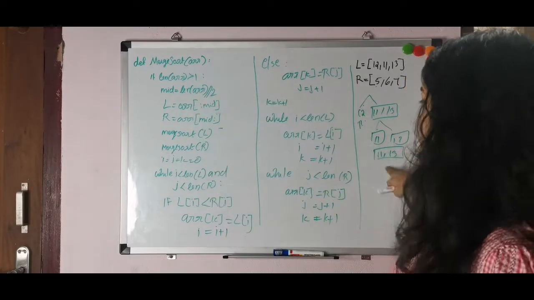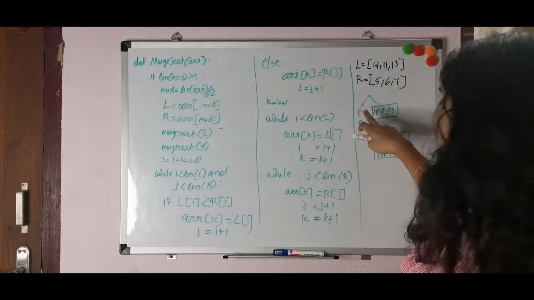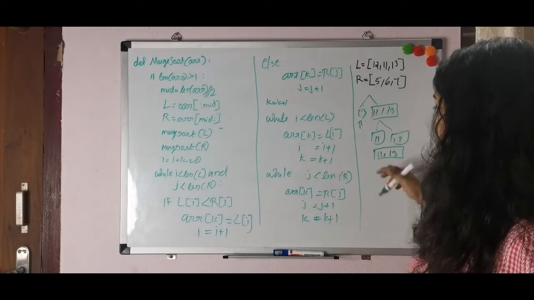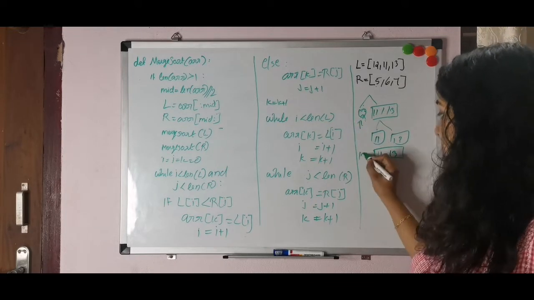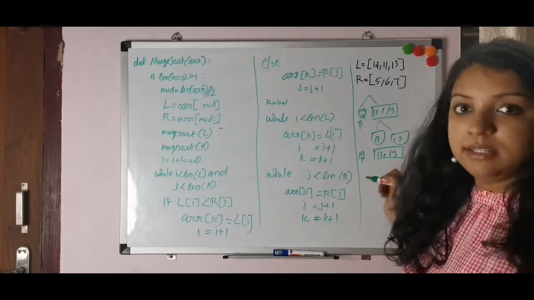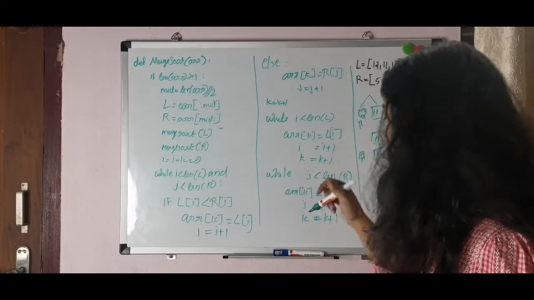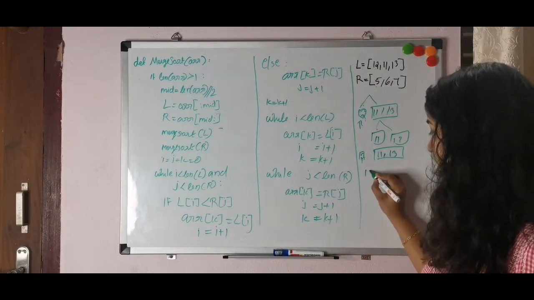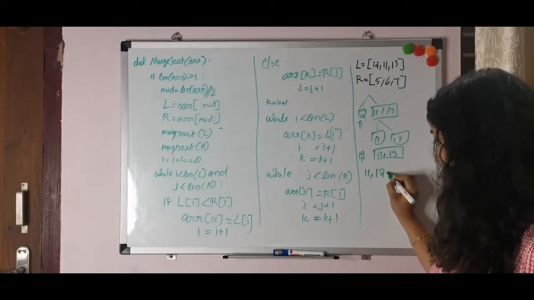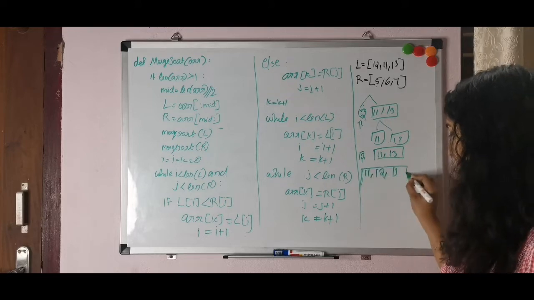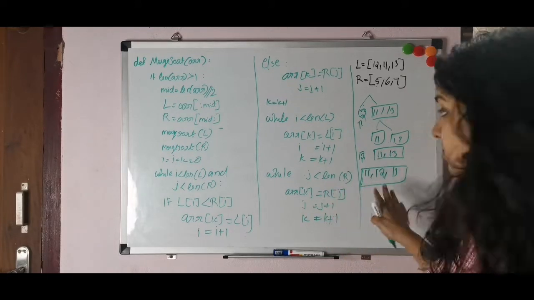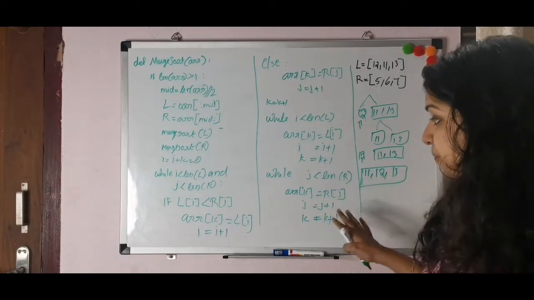And again back to this one, 12. Then it will check with 12. This order is different, right? So again it will be swapped and put into the correct position. That means 11, 12, 13. So this is the correct order, and that will happen here.